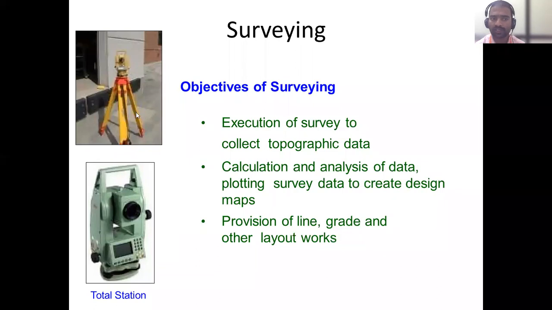This is a tripod stand. From this theodolite you can measure the linear distances. Sir, क्या करते हैं हम सर्वेइंग में? Object of survey क्या है? Main aim क्या है? The execution of the survey to collect the topographical area.